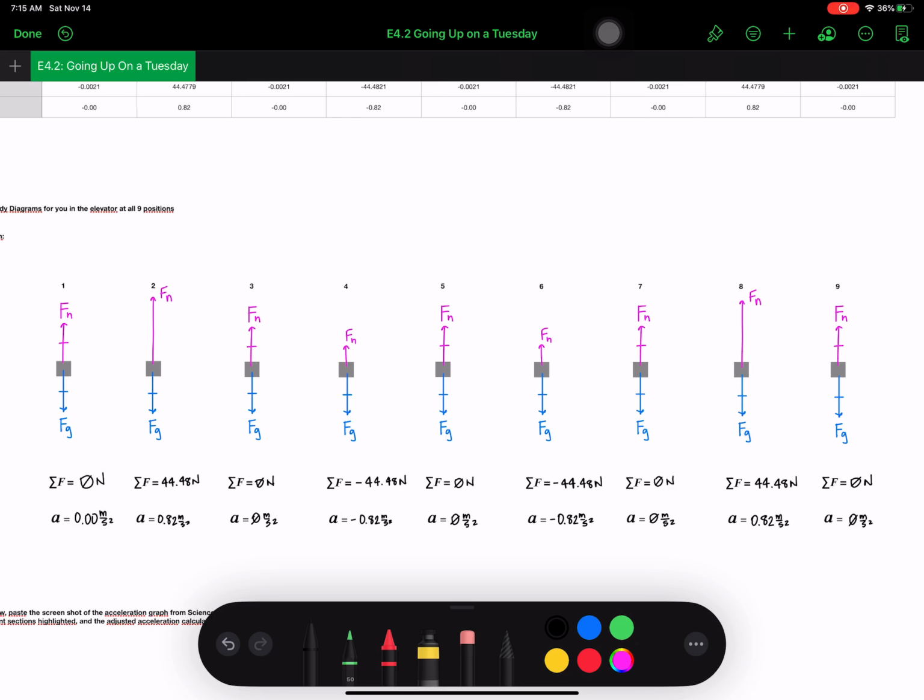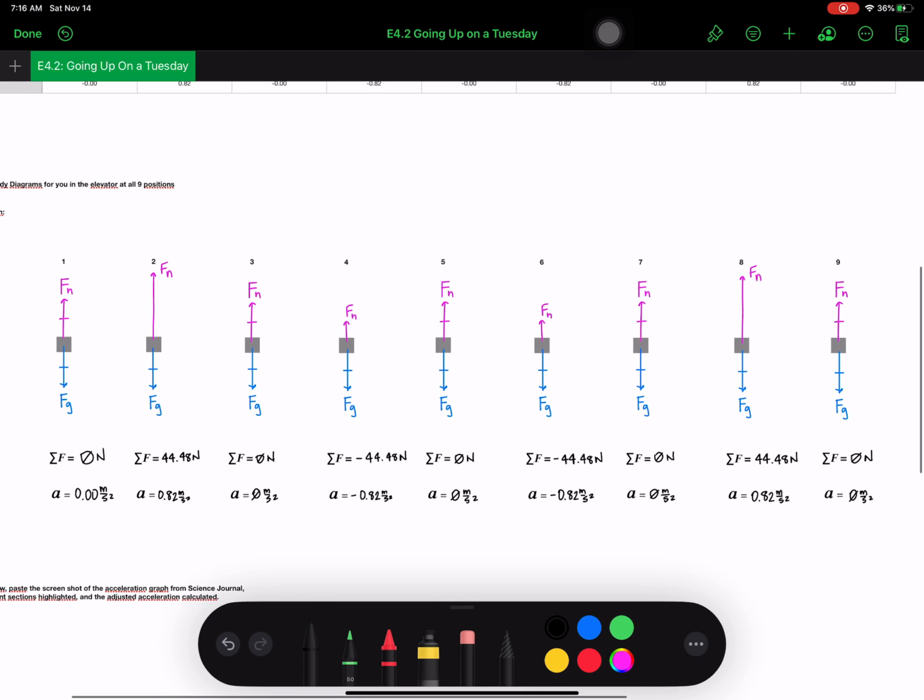Okay, so let's talk about what was going on in the elevator activity. Here you can see all of the positions of the elevator ride, 1 through 9. And you'll notice that at positions 1, 3, 5, 7, and 9, all of those free body diagrams look exactly the same, and the system is in equilibrium at those positions. So 1, 3, 5, 7, 9, we see a net force of 0 and an acceleration of 0.